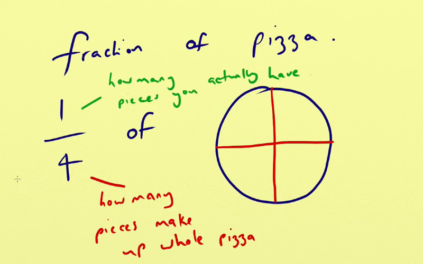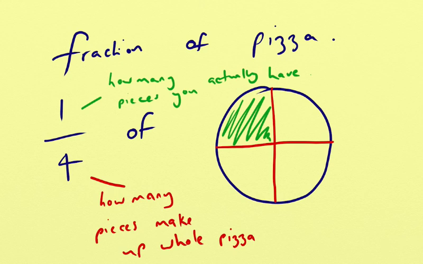So we only have 1 piece of that pizza, unfortunately. Might be better to have 2, but we've only got 1. So we want 1 of those 4 equal pieces. So if we just colour in what we've actually got, this section just here, that section is 1/4 of that pizza. So as a visual kind of thing, we've worked out a fraction of an object, that's 1 piece of that pizza.